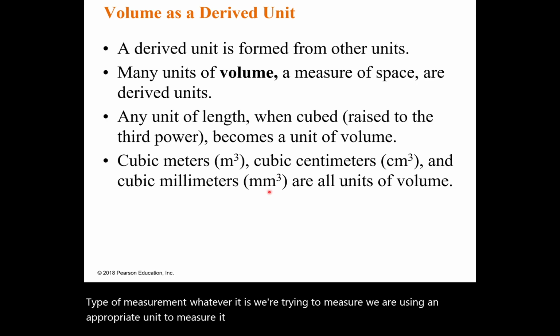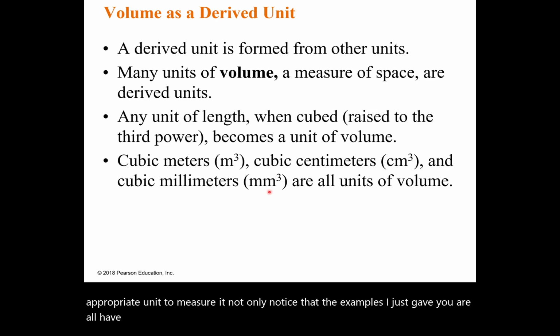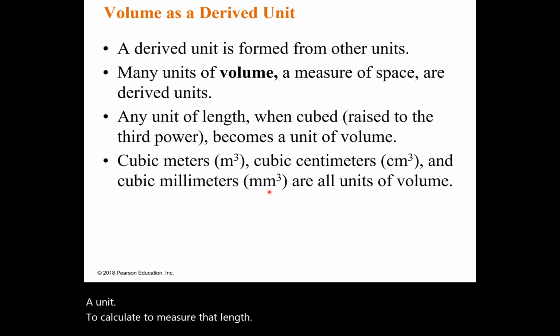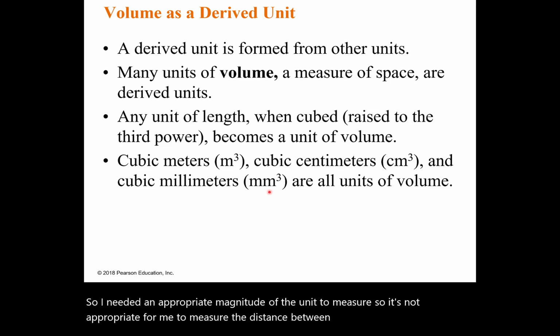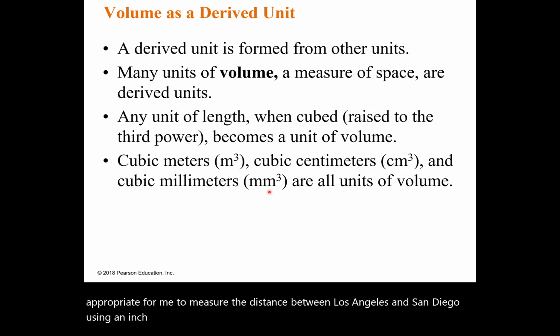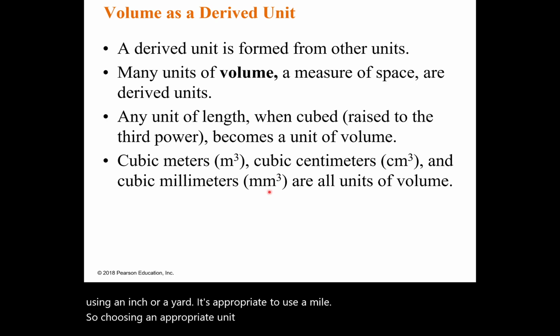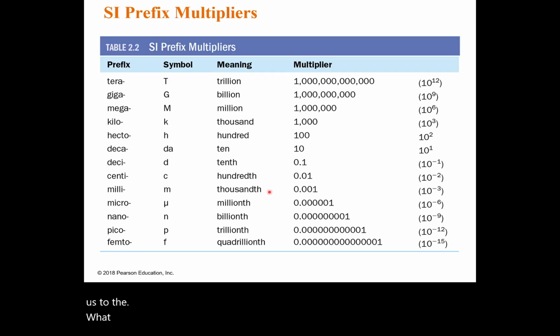Notice that the examples I just gave you all have to do with length, but I used different units to measure that length. So I needed an appropriate magnitude of the unit to measure. It's not appropriate for me to measure the distance between Los Angeles and San Diego using an inch or a yard. It's appropriate to use a mile. So choosing an appropriate unit within the same system is crucial. And this brings us to what we call the SI prefix multipliers.